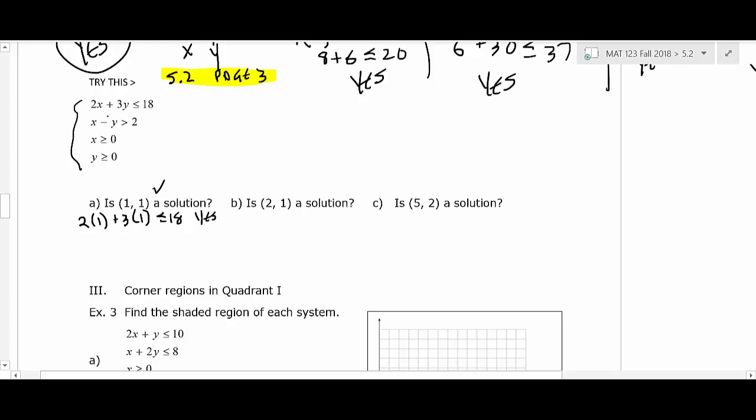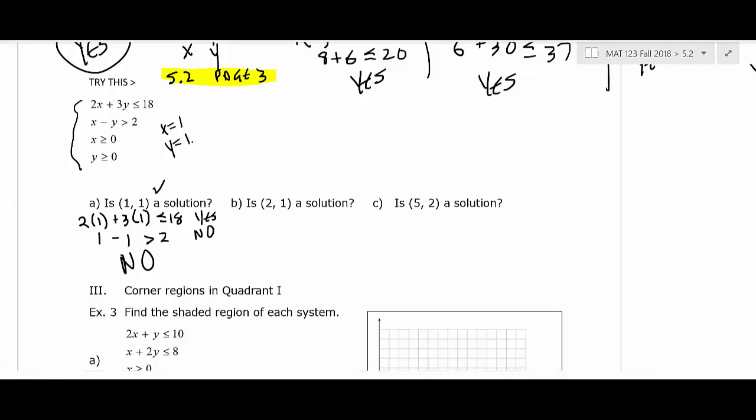If I plug into the second one, the second inequality is x minus y greater than 2. So I would have 1 minus 1 greater than 2. Well, that's 0 greater than 2, so that's a no. So the answer to that first one is that's not a solution. What I'm doing is everywhere I see an x, I plug in a 1. Everywhere I see a y, I plug in a 1, and I just see if they work or not. This is 5.2, page 3.